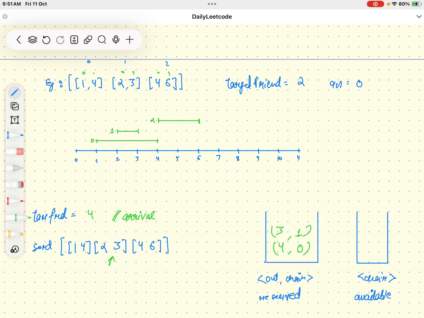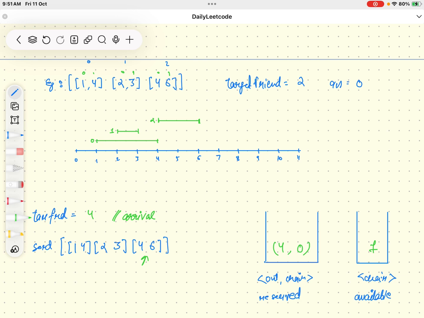Now what we're gonna do is, we will move to the next friend. Its arrival time is 4, and the departure time of the last friend is 3, which means it's gonna depart. So we will move the chair from reserved to available. So this 1 will be moved over here, and this one will be removed.